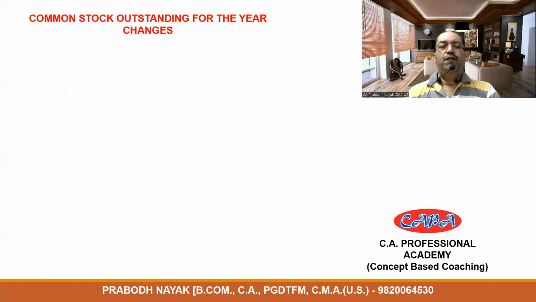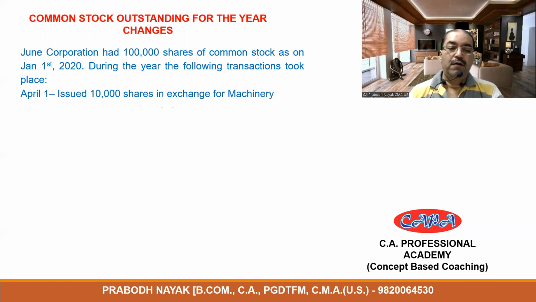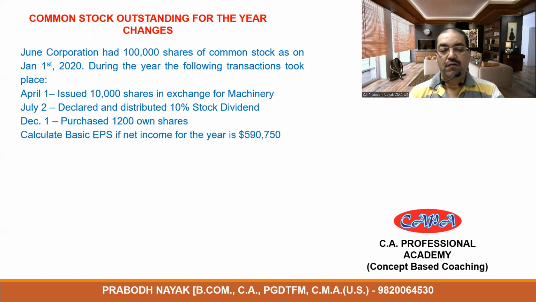Now let us come to the second type. We have common stock outstanding for the year changes. That means there may be a fresh issue. There may be a bonus issue. There may be a dividend declared, stock dividend declared. So let us see. So we are having this transaction.